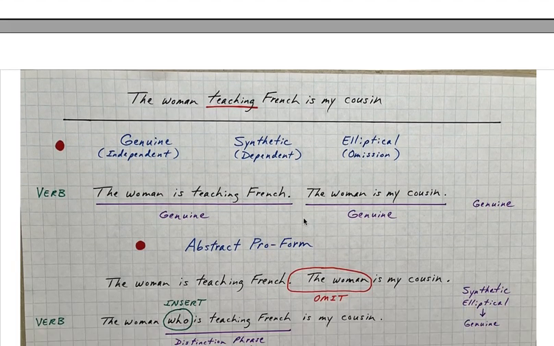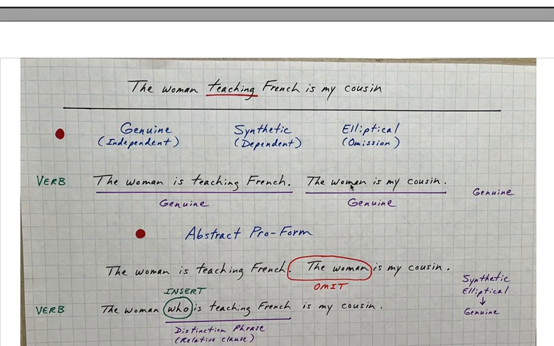So let's go down here to another photo of my notes. So we have the original problem and the original questions. The woman teaching French is my cousin. So what do we really have? Well, this is why I make videos, because if you watched any of them, whether it be videos on grammar, electricity, or music, you know that my thinking's different, my perspective's different. I have my own system. I have my own mind. So let's use my mind and see what we get.